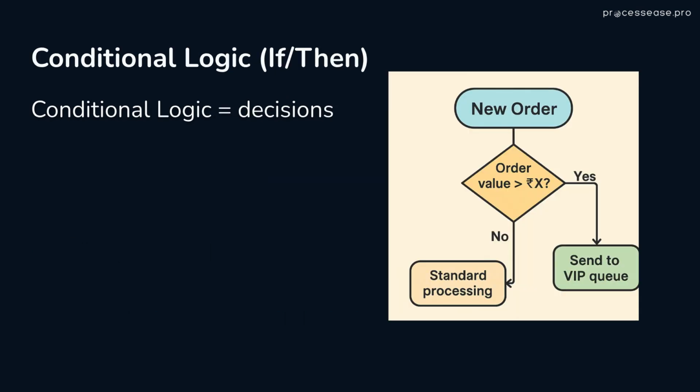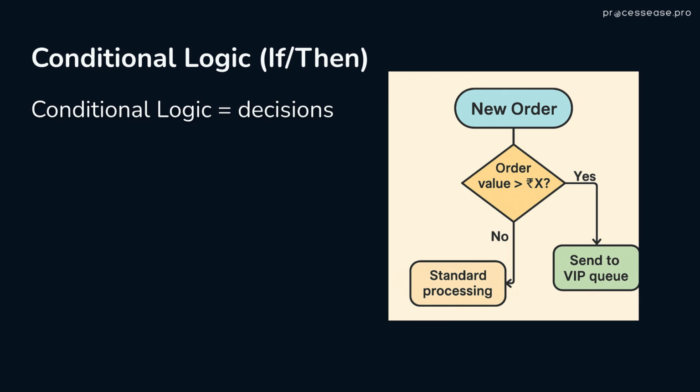Conditional logic allows your automation to make decisions. If this happens, then do that. For example, if an order value is high, send it to a VIP queue. Otherwise, proceed with standard processing. This is how workflows stop being linear and start reacting to data.